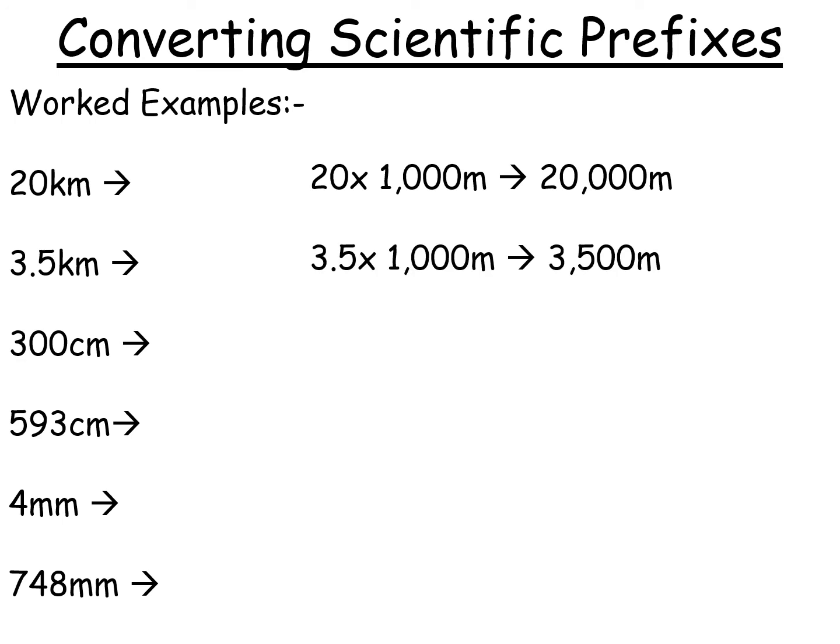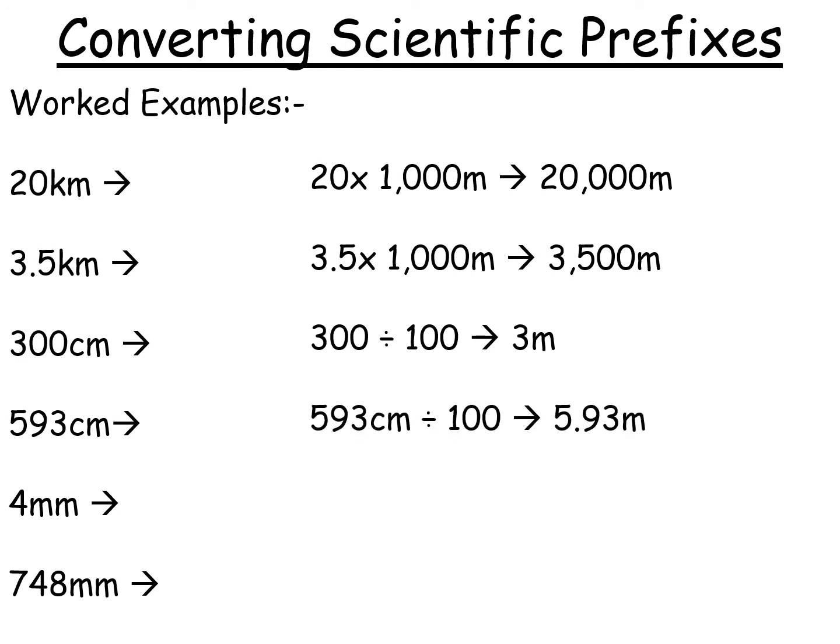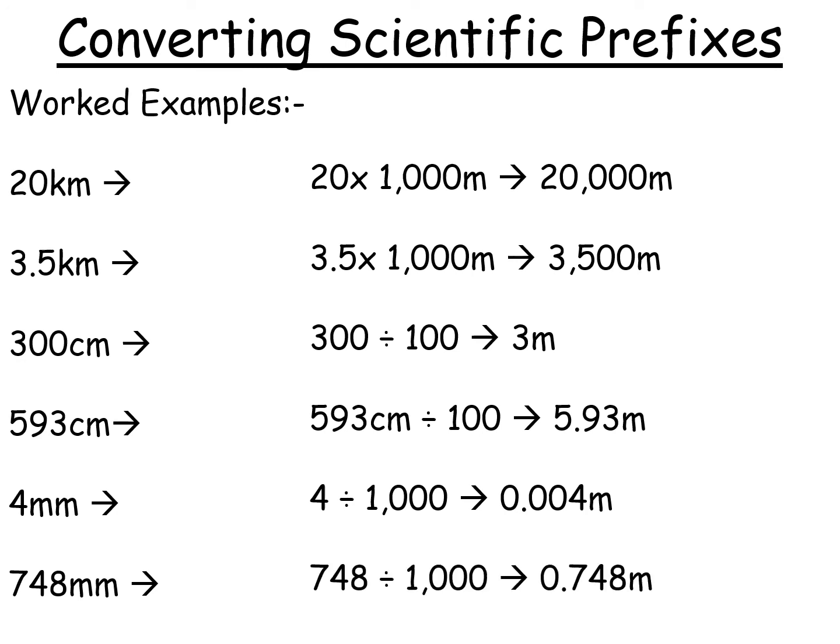So 3,500 meters. 300 centimeters in meters. You divide by 100, which becomes 3 meters. 593 centimeters, you're dividing by 100 again, so it becomes 5.93 meters. 4 millimeters in meters, you're dividing by 1,000, so then it becomes 0.004 meters. 748 millimeters, you're dividing by 1,000, so it becomes 0.748 meters. Now, as always, you are allowed to use a calculator. Don't try and do them in your head.